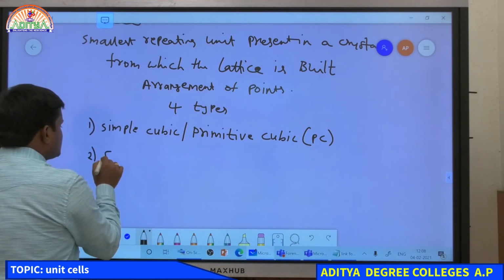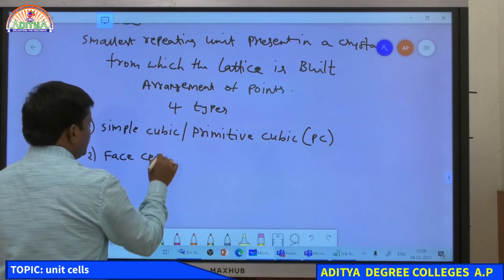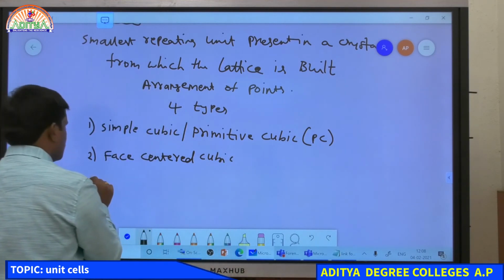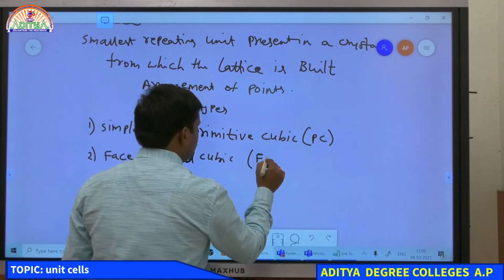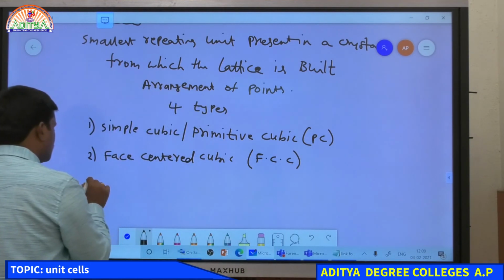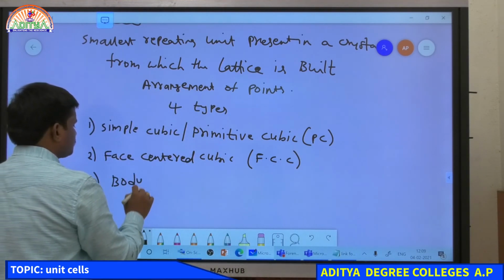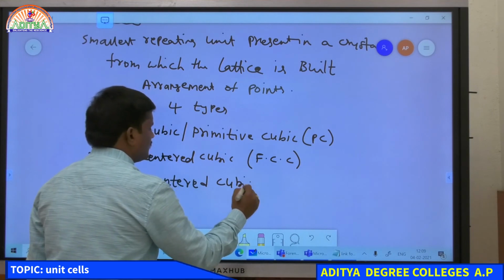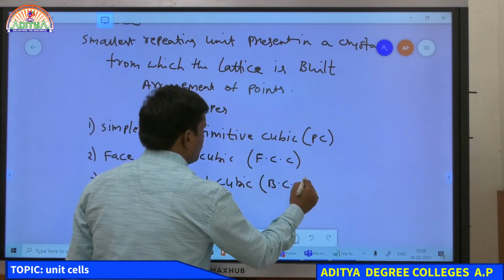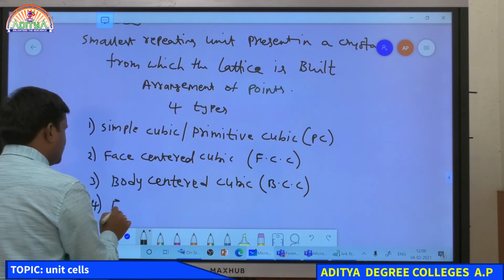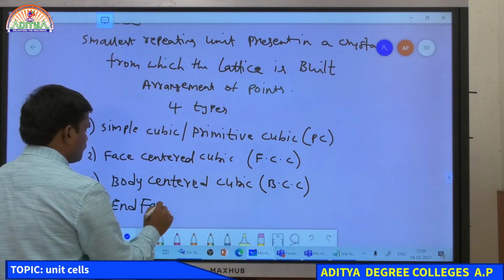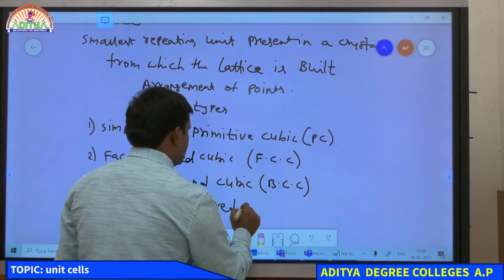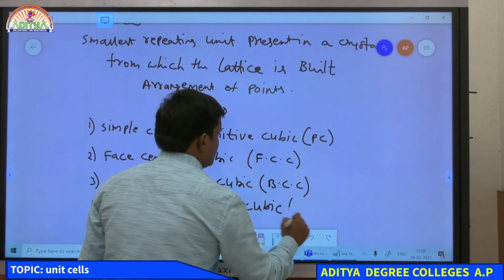Second one is face centered cubic unit cell, that is FCC. And third one is body centered cubic unit cell, that is BCC. And the last one is end face centered cubic unit cell, that is EFC.